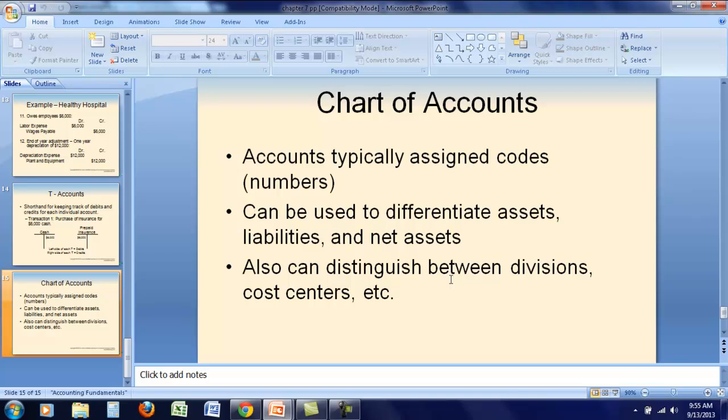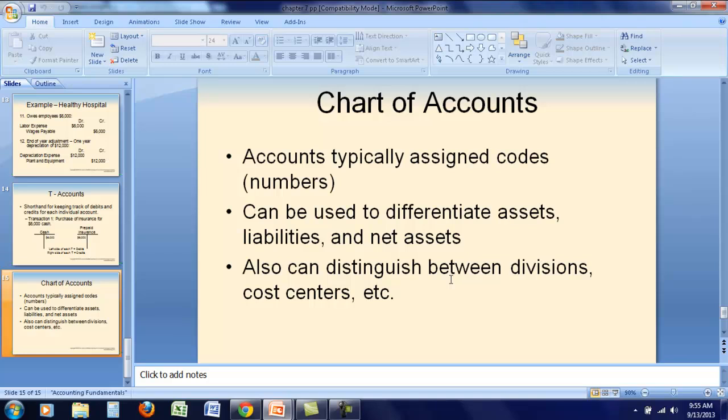So what we do, when we make an entry in the computer system, is we actually make an entry to account 1000, which is cash. They can be used to differentiate assets and liabilities and net assets just by the numbers that you use. So say assets are in the 1000s, liabilities are in the 2000s, numerically. They can also be used for divisions and cost centers, so any way you want to differentiate. If accounting, the finance department, has 01, then 1001 would be their cash account, and such.